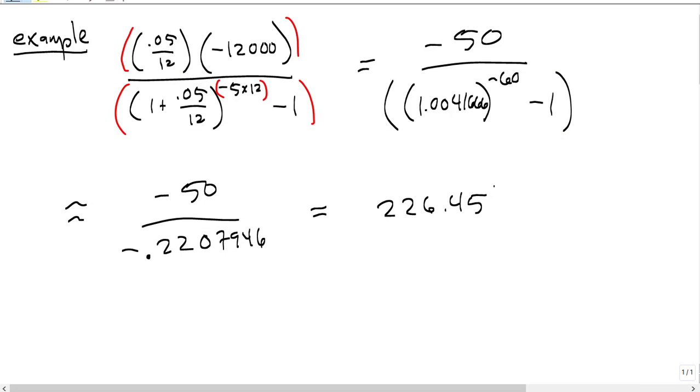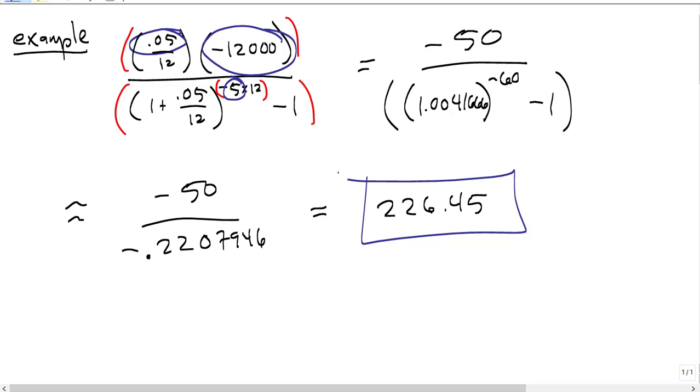226.45. What does this mean? This means, if you even care, we are taking out a loan for $12,000. The interest rate is 5%, so this is like a car loan. We're buying a $12,000 car. We're going to pay it off in 5 years, and this is what your car payment is going to be. You can pay off a $12,000 car at 5% interest over 5 years for $226.45 a month.